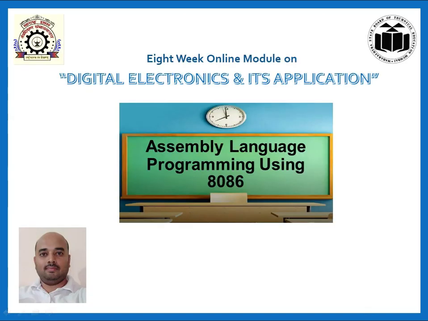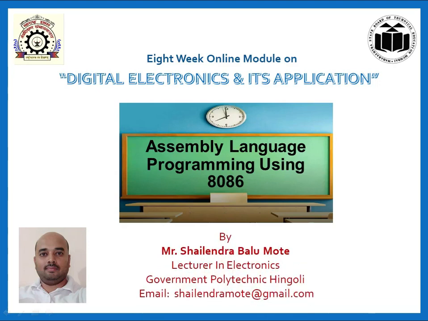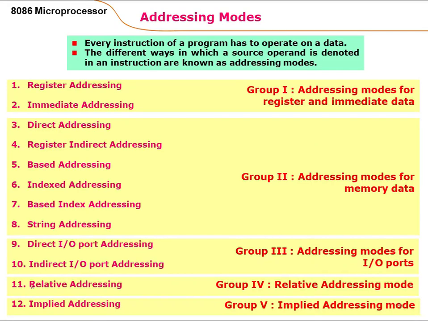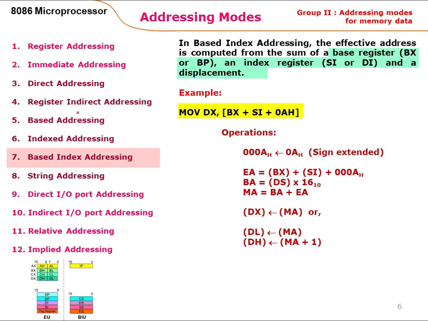So students, in this week we are discussing assembly language programming using 8086. In the previous lecture we discussed the first six addressing modes. The 7th addressing mode is based index addressing mode. In based index addressing mode, the effective address is computed from the sum of a base register, an index register and a displacement. Here we are going to use two registers: BX, the first, and SI, the second.